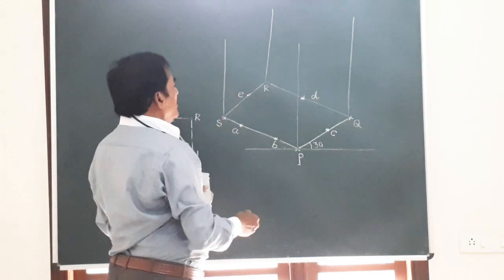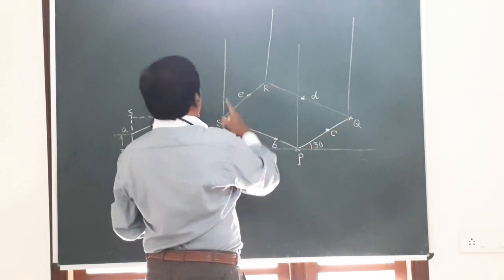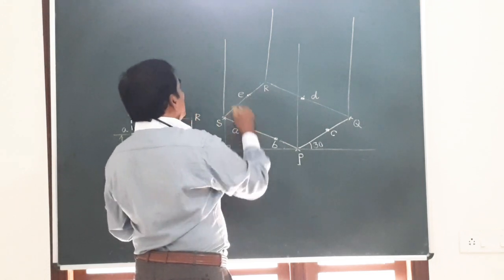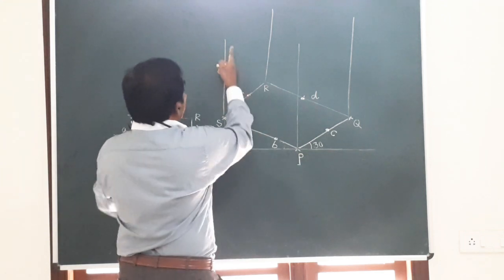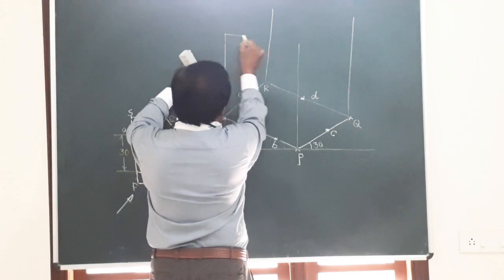What did I do? From all the corners of the box PQRS, I have erected vertical lines which are all perpendicular to this, and each measuring the length equal to the height of the solid. Join all the top corners. So we are going to have one line.